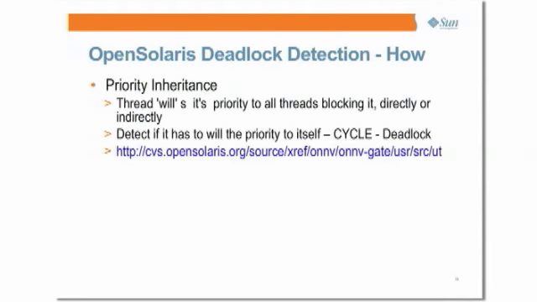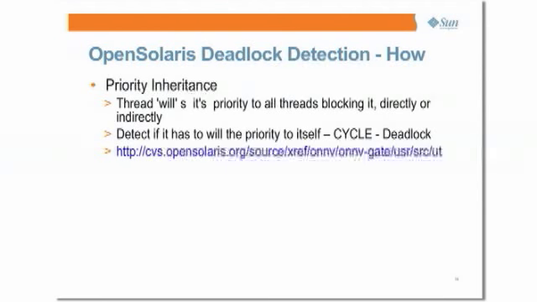The next one is how do we detect deadlocks in OpenSolaris, as in what do we do? So recall priority inheritance. T1 is waiting for a synchronization object which is held by T2, which is waiting for a synchronization object which is held by T3. Their priorities are 10, 30, 20, 10. So T1 will its priority to T2, figure out what T2 is waiting for, and try to will its priority to the thread that is blocking T2.